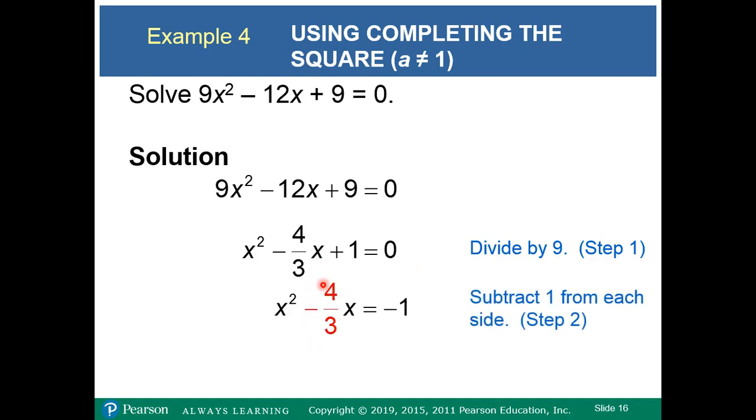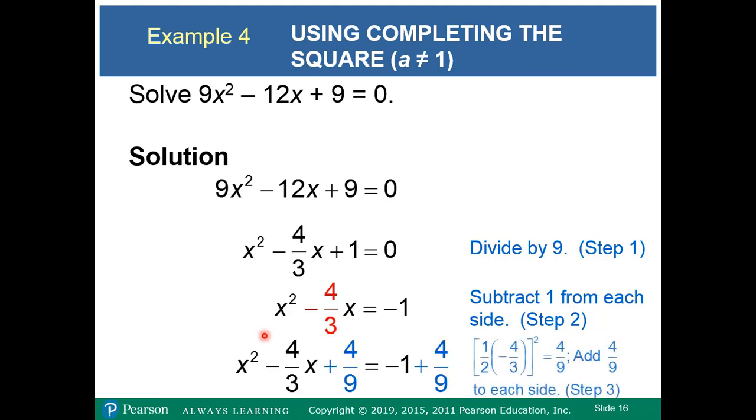And now we're going to take this coefficient and we're going to do the same thing. We're going to divide by 2 and square it. So if we divide by 2, we get 2/3. And then if we square it, we get 4/9. So we get a positive 4/9. And we're going to add that to both sides. And so now we're going to simplify this side, and this becomes a perfect square.